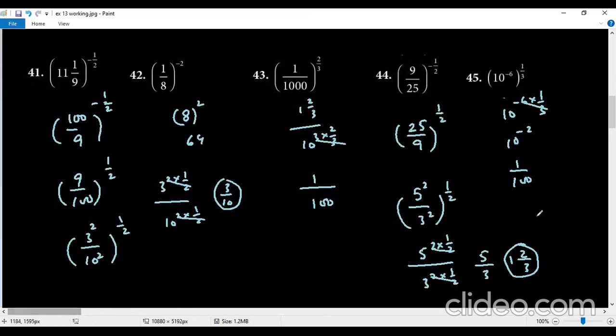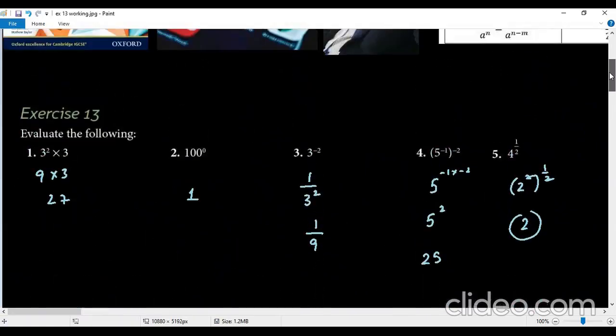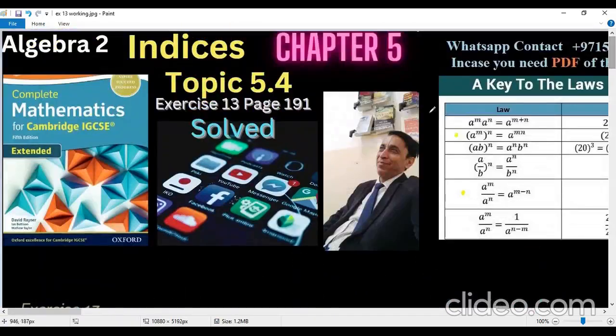Now this exercise comes to an end, and I'm going to upload the last exercise of this indices topic, in which some extremely difficult questions are there. Just wait for me to upload the next one so that you can have a look and prepare yourself for your exams or whatever you are working on. Wish you good luck and have a nice day.